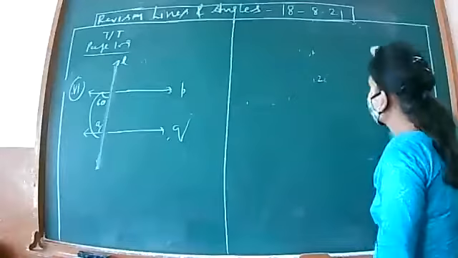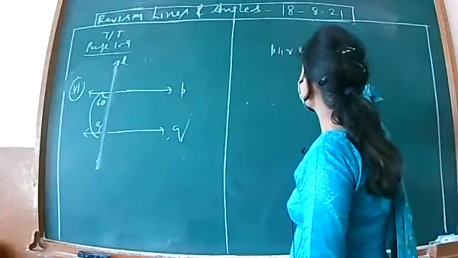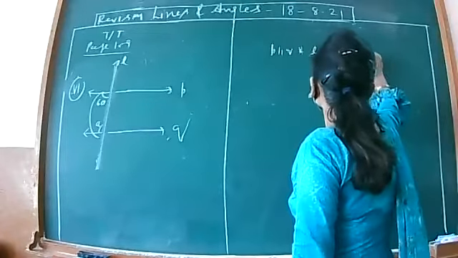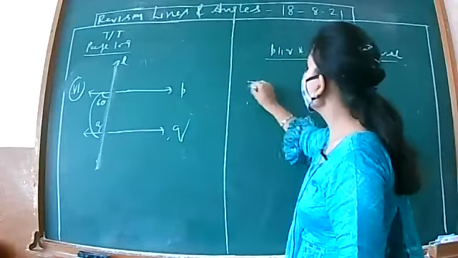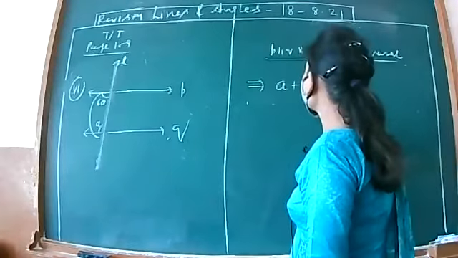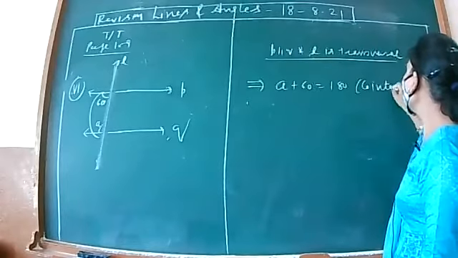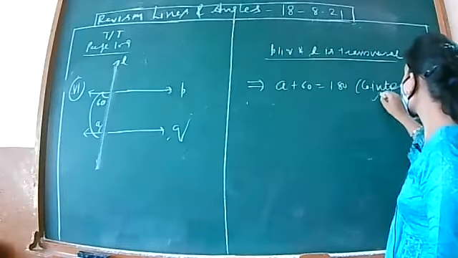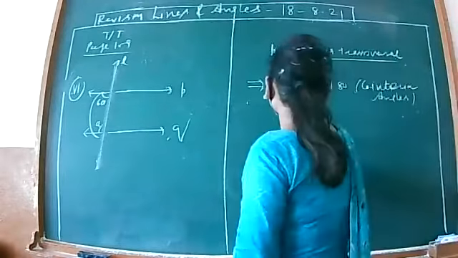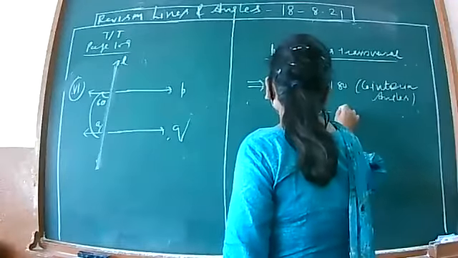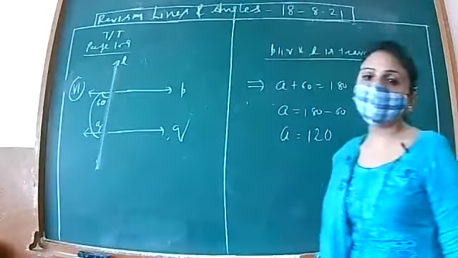So you will write P parallel to Q and L is transversal. So this implies A plus 60 is 180, co-interior angles. So A is equal to 180 minus 60. So A comes out to be 120.